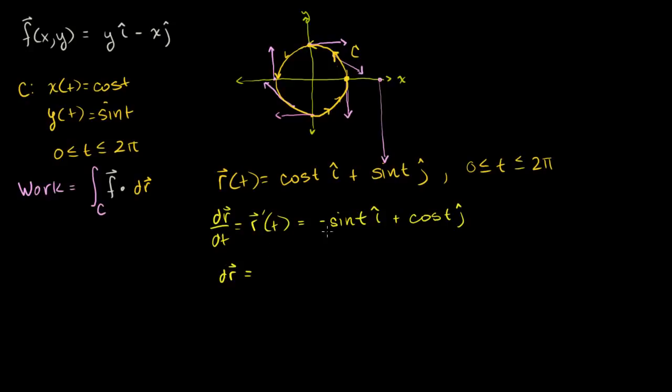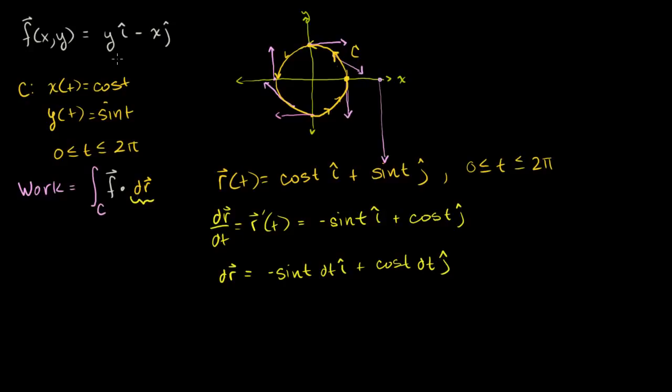is equal to, we could write it this way. So it's minus sine of t dt. I'm just multiplying each of these terms by dt, distributive property, times the unit vector i, plus cosine of t dt times the unit vector j. So we have this piece now.